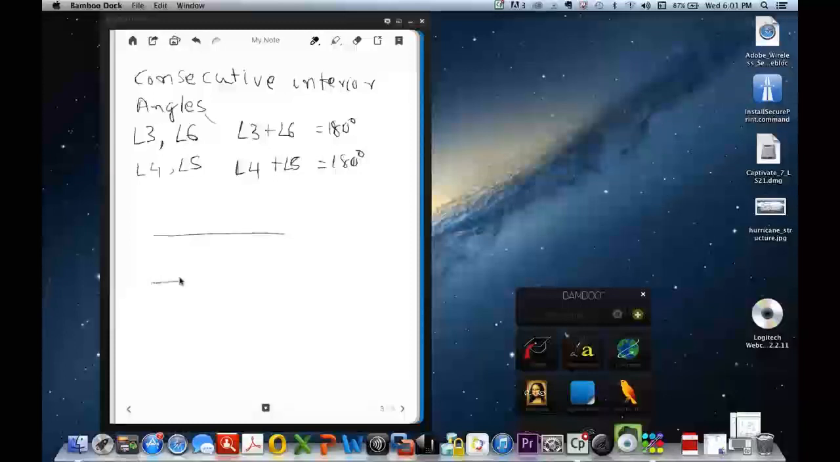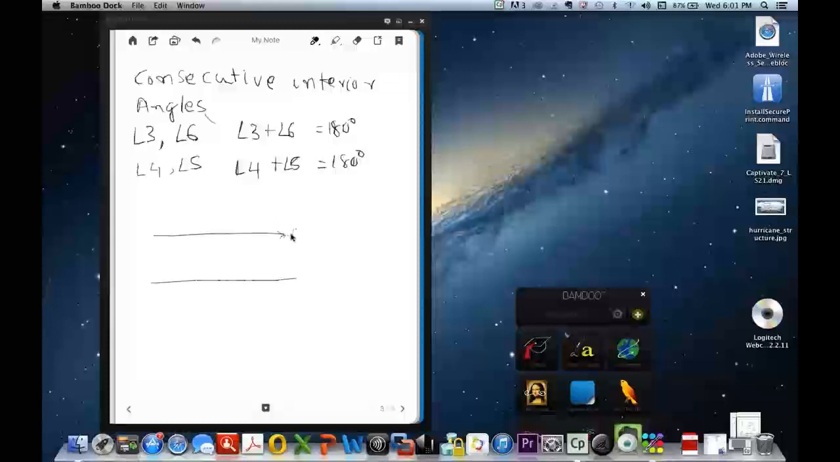Let us consider that there are two parallel lines. This is parallel line L, and this is parallel line M. So there are two lines L and M which are parallel to each other, and I have a transversal line. This is the transversal line, T.